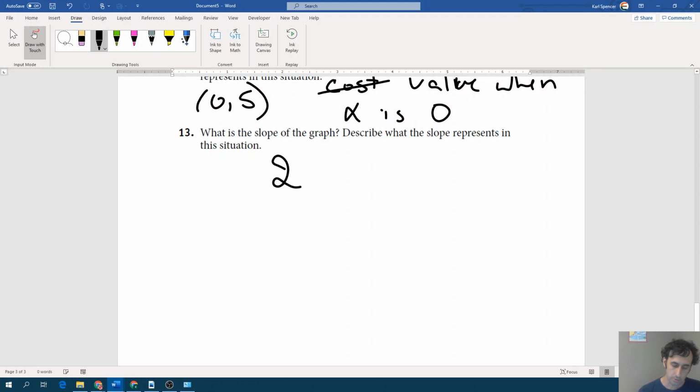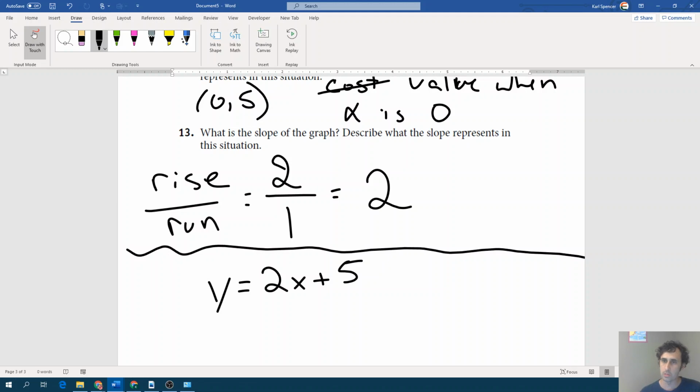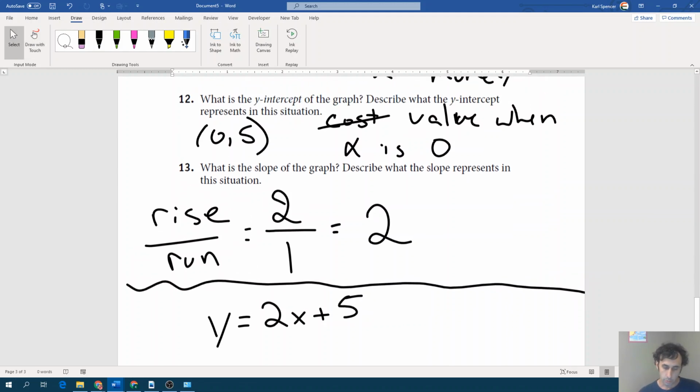So if we go down here, what is the slope of the equation? Well, the rise was 2 over the run. In this case, it's going to be 2. Now, if we do a little bit of connecting the dots as we wrap up this video, our original equation was y equals 2x plus 5. Do we see that y-intercept anywhere on the equation? And we do. Right there. Let's make that in pink. That is our y-intercept.